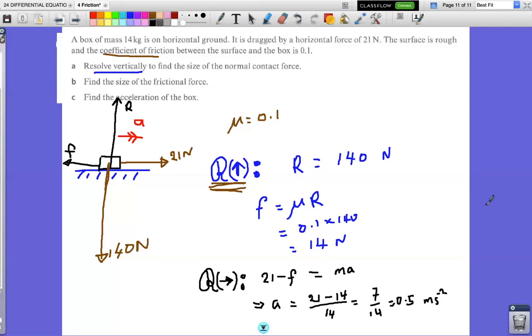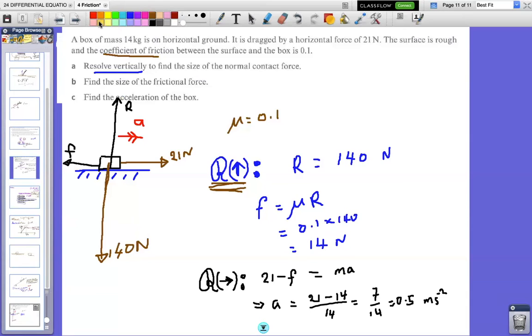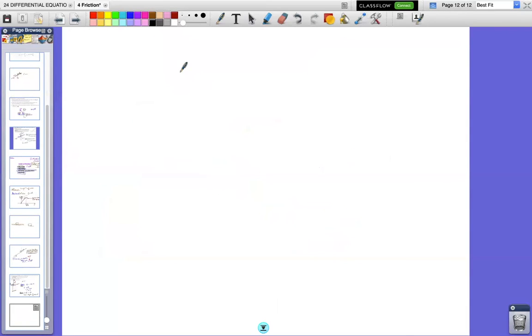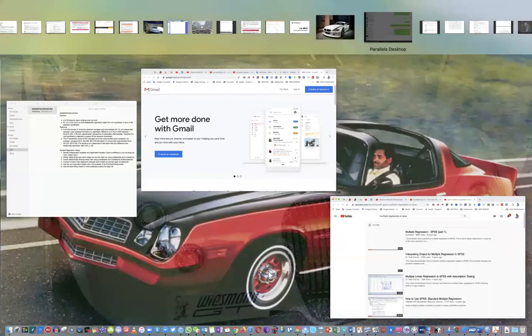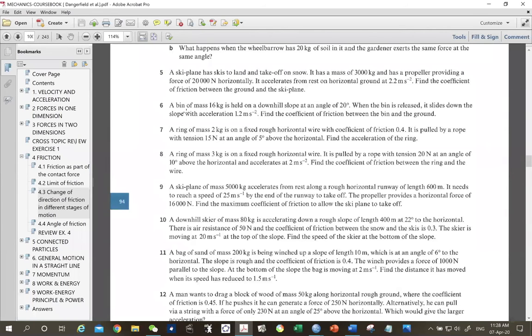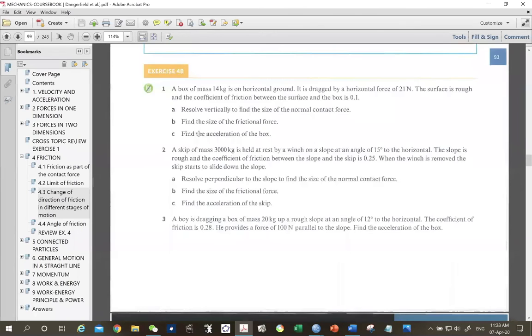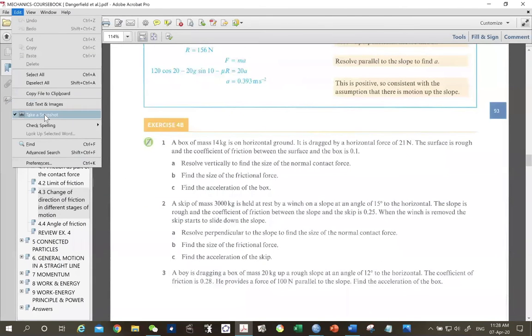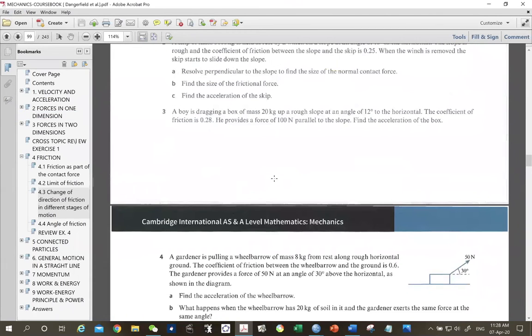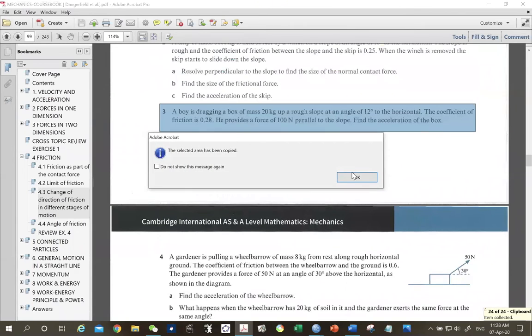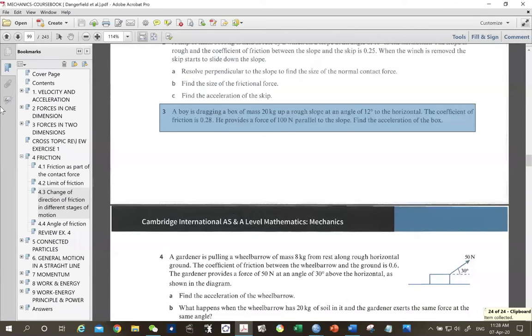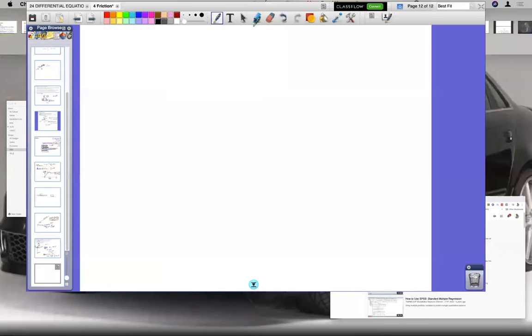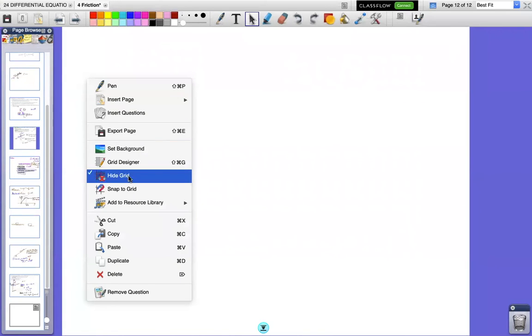So this example just gives us, in simple terms, what to do when we have problems to solve involving acceleration. I will go back to exercise 4B. That question I just solved was question 1. I'll look at question 3. I'll solve the odd numbered questions, and then you will solve the even numbered questions.